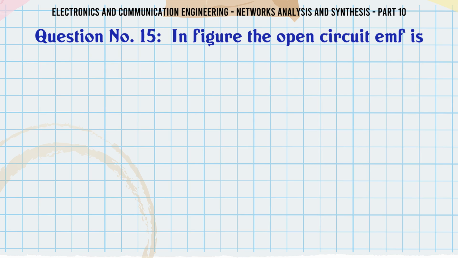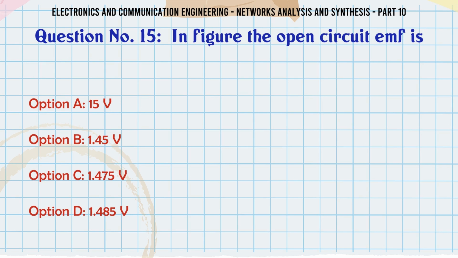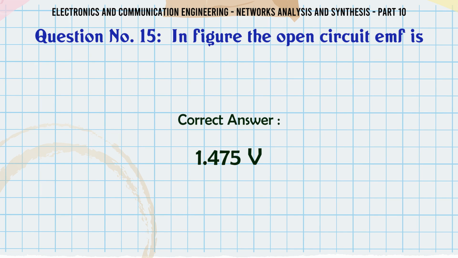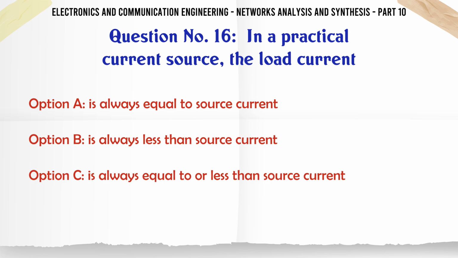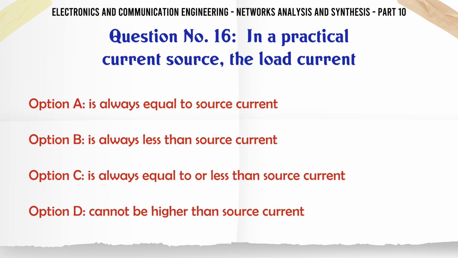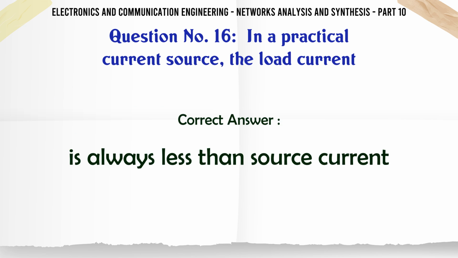In the figure, the open circuit EMF is A 15V, B 1.45 V, C 1.475 V, D 1.485 V. The correct answer is 1.475 V. In a practical current source, the load current A is always equal to source current, B is always less than source current, C is always equal to or less than source current, D cannot be higher than source current. The correct answer is always less than source current.